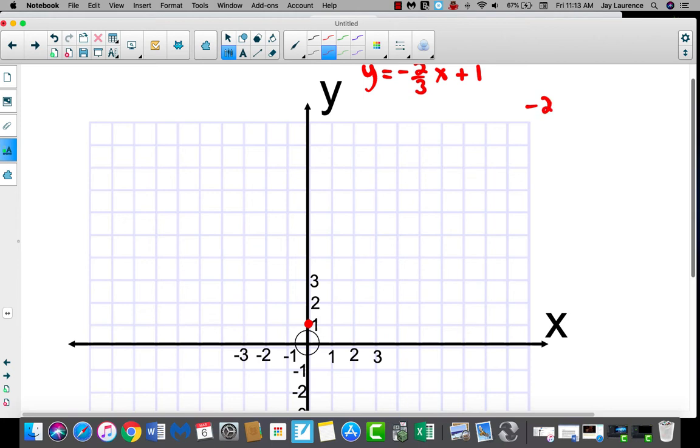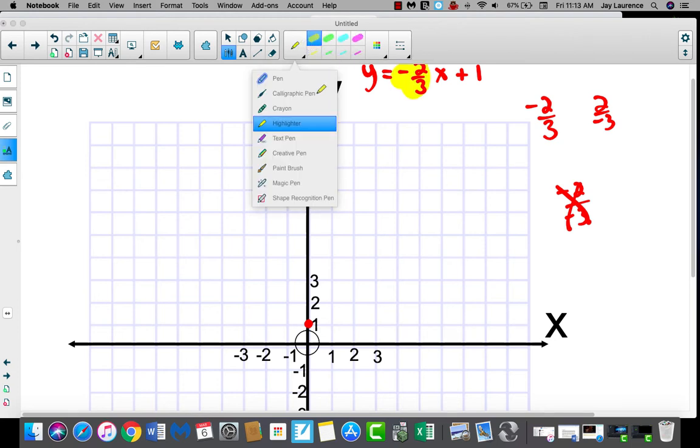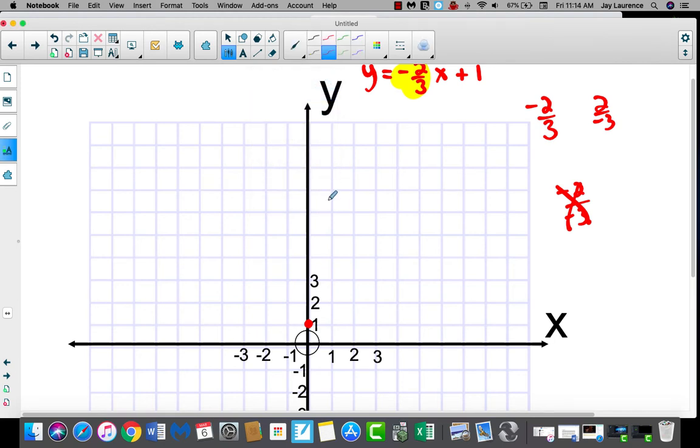Be careful here, because you can do negative 2 over 3, or you can do 2 over negative 3. We don't usually like this one that much, but do not do negative 2 over negative 3. That is not true, because two negatives make a positive, and this is a negative number, right? The slope is a negative number, so don't make both of them negative. You can make the numerator negative, you can make the denominator negative, but don't make them both negative.